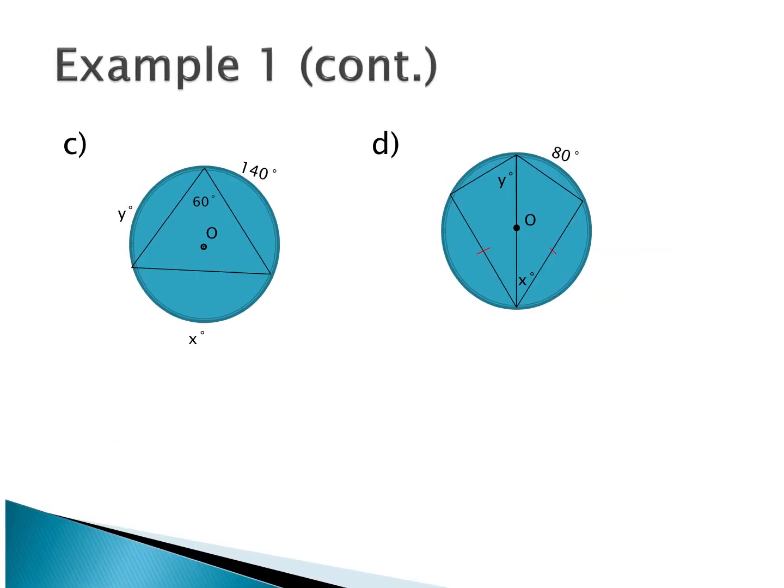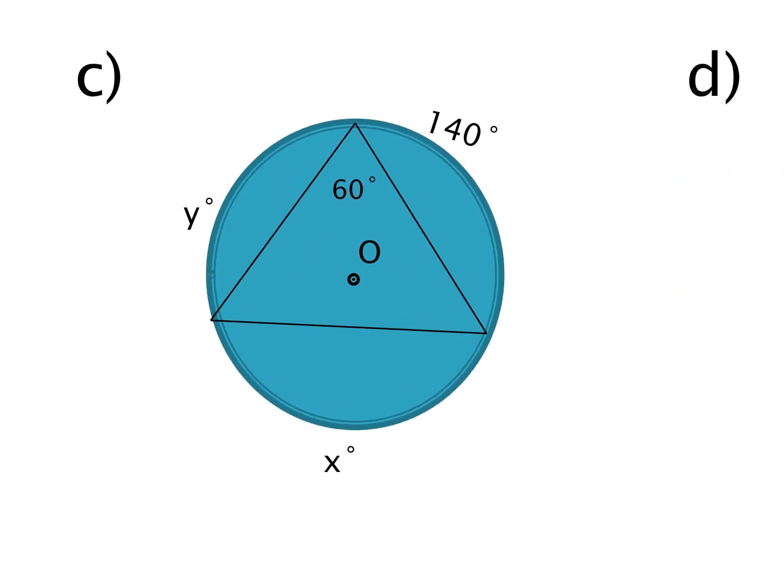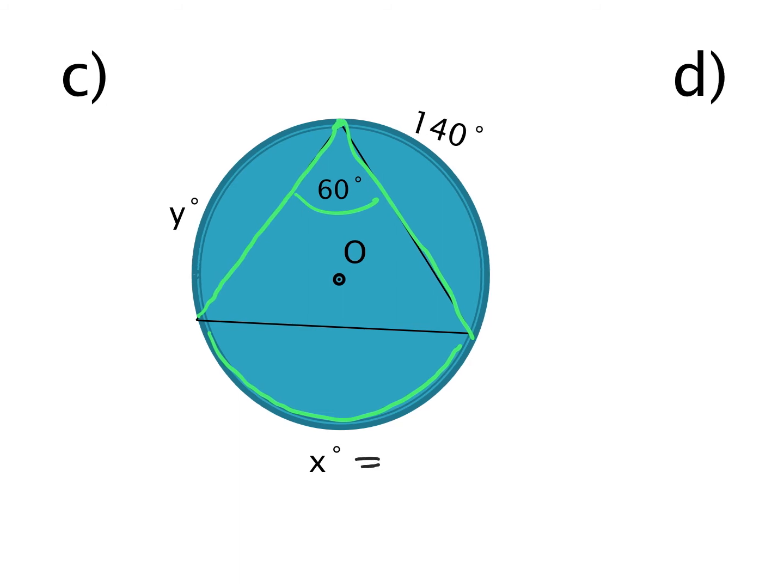So for 1C, this one also has multiple different ways that I could have gone about finding x and y. What I'm going to do first is I'm going to find x, and I'm going to trace over the two chords that are forming my inscribed angle of 60 degrees. So this is an inscribed angle. Its vertex is sitting on the side. And I know the measure of its intercepted arc here will be 2 times that angle measure. So the value of intercepted arc X is 2 times 60, which is 120 degrees.